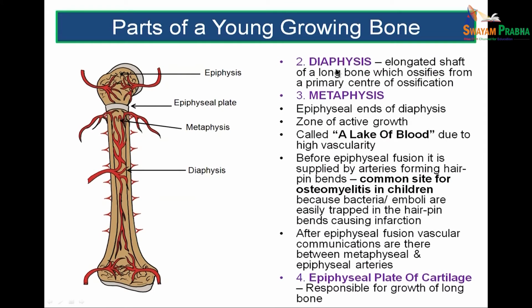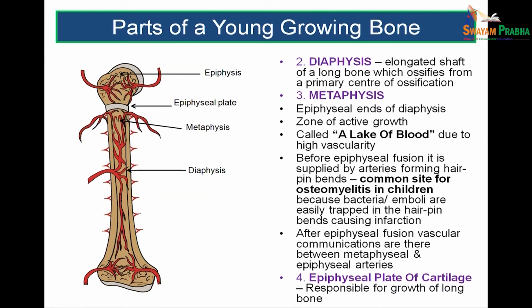Next, we come to the diaphysis. The diaphysis is the part of the bone which forms the shaft. It ossifies from a primary center of ossification. What is the metaphysis? The metaphysis is the epiphyseal ends of the diaphysis.